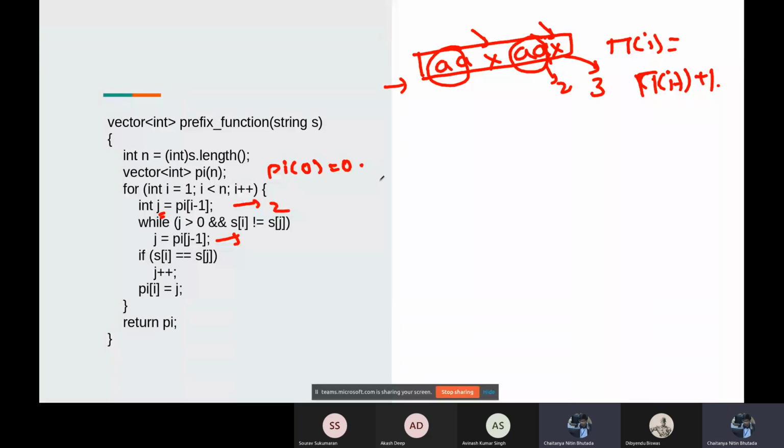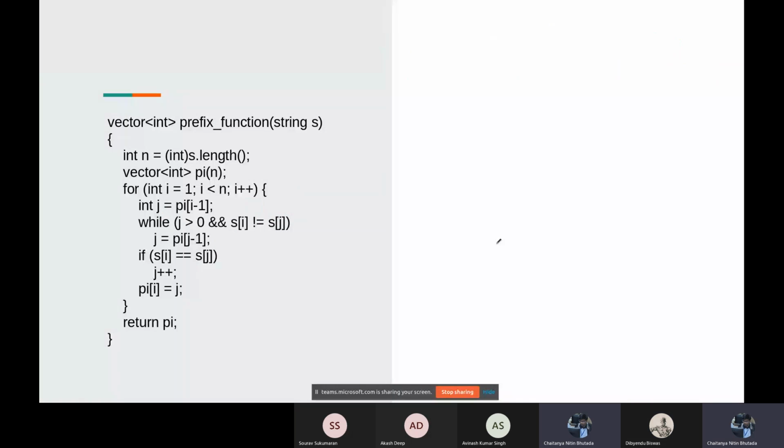Can anyone say if there is any doubt? Can you explain it like with writing the positions of I and J, like dry running the code with an example? Okay, I can. Yes, that will be fine.